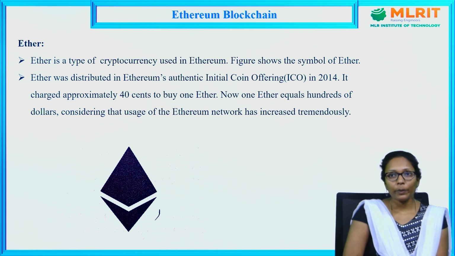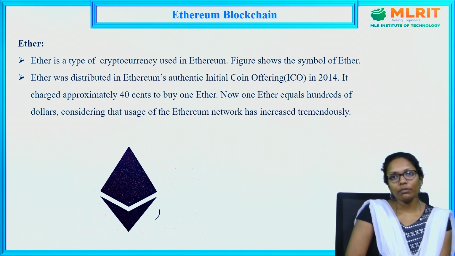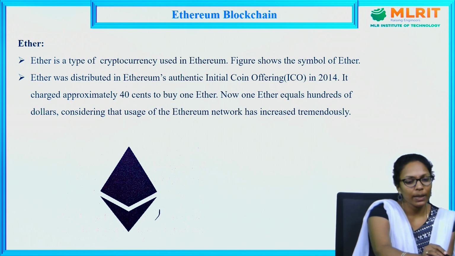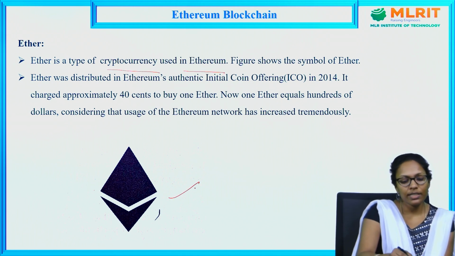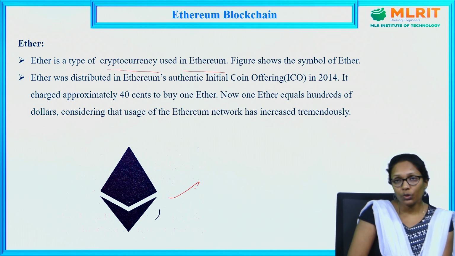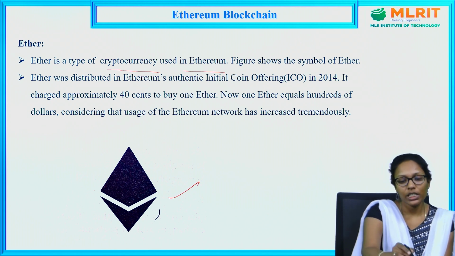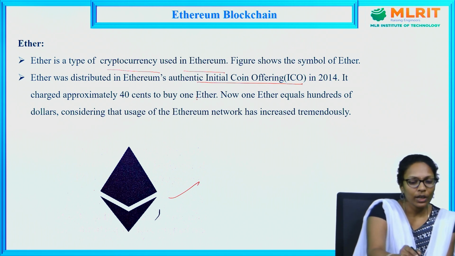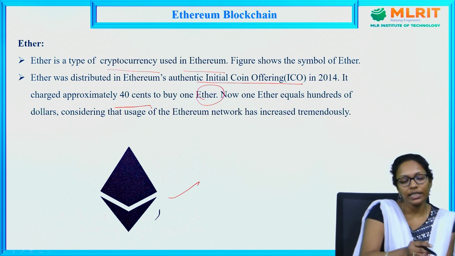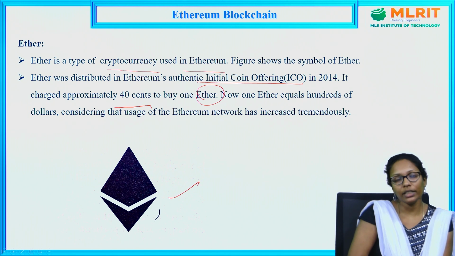And the next component is Ether. Ether is a cryptocurrency which we are using in the Ethereum blockchain. This is the symbol of the Ether. In the 2014 ICO, initial coin offering, they released and distributed these Ethers. At that time, one Ether was equal to 40 cents. To buy one Ether, we needed to spend 40 cents at that time in 2014.